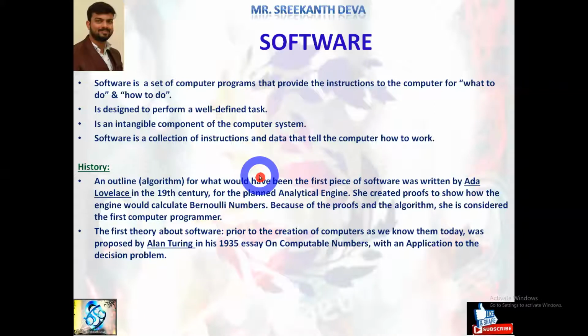Okay, here you need to remember two points. The main intention of software is telling the computer what to do and how to do. Here, a program is nothing but a sequence of instructions written to solve a particular problem.